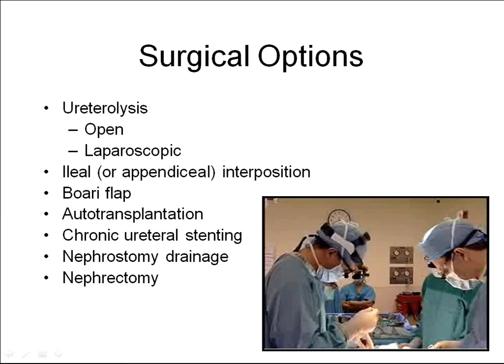So surgical options include ureterolysis, which can be performed open or laparoscopic. And should this fail, ileal or appendiceal interposition of the ureter, Boari flap, auto-transplantation. And in patients who are not suitable candidates for open surgery, chronic stenting or nephrostomy drainage. And nephrectomy is seldom necessary, but may be necessary in patients who present with non-functioning kidneys.